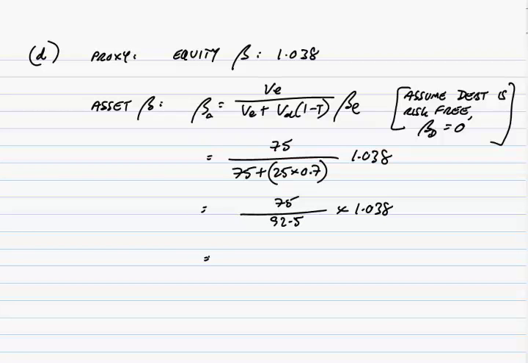an asset beta of, I get 0.842. Since he gave the original beta to 3 decimal places, I'm going to leave it to 3. If you had rounded to 0.84, I don't think you'd lose any marks.